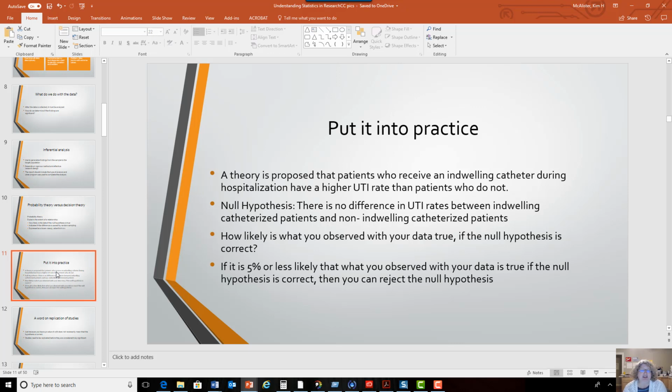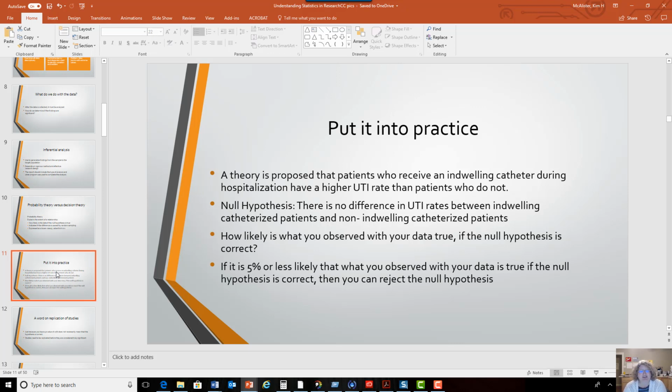If you have a theory and you propose that patients who receive an indwelling catheter during hospitalization have a higher UTI rate than patients who do not, your null hypothesis states that there is no difference whatsoever in UTI rate between indwelling catheterized patients and non-indwelling catheterized patients. So how likely is what you observed with your data if the null hypothesis is correct? If it is 5% or less likely, then you can reject the null hypothesis.